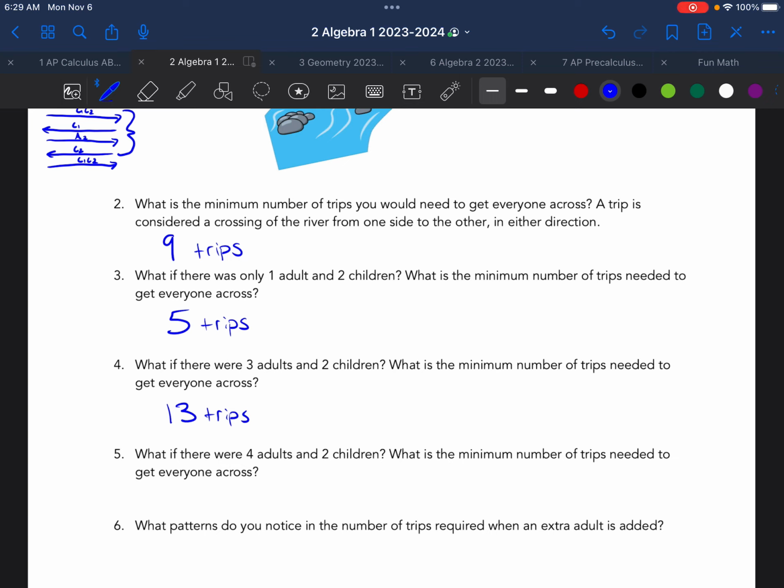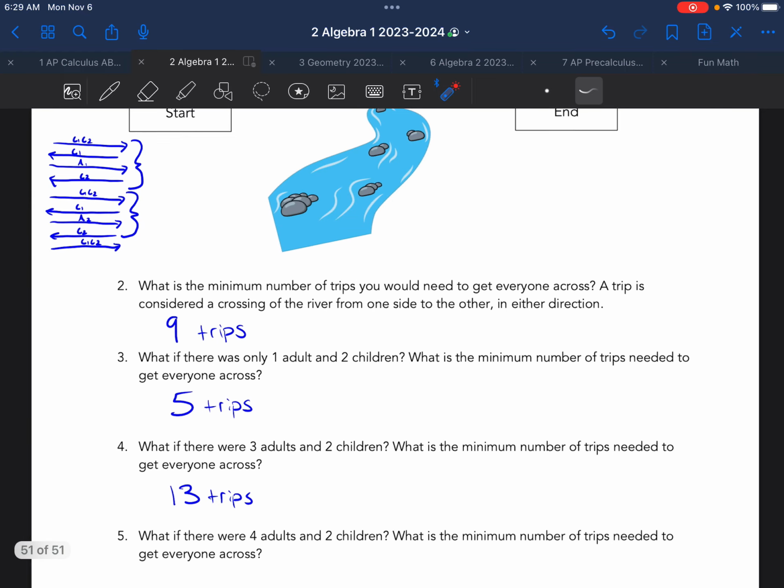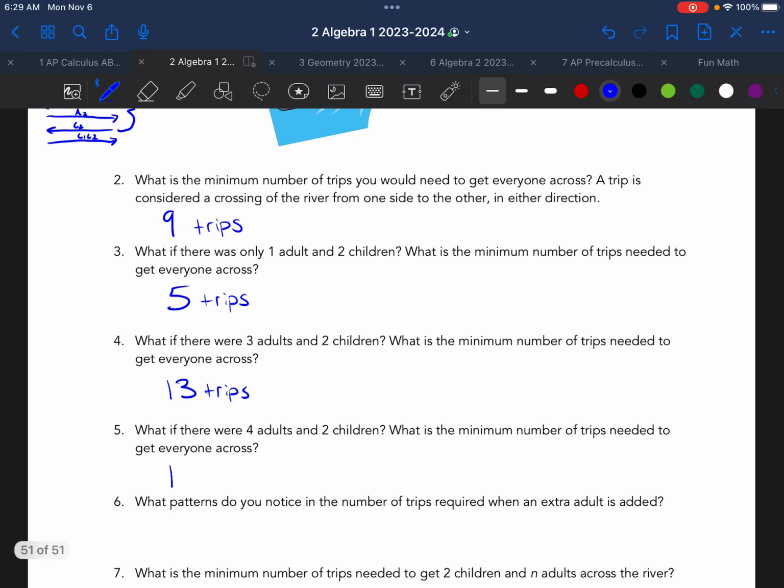All right, and what if there are 4 adults and 2 children? You probably don't need a hint for this because you've found the pattern by now, so I'm going to jump straight into the answer. There's 1 additional block, and each block has 4 additional moves. So we're going to add 4 to 13, and we get a total of 17 trips.